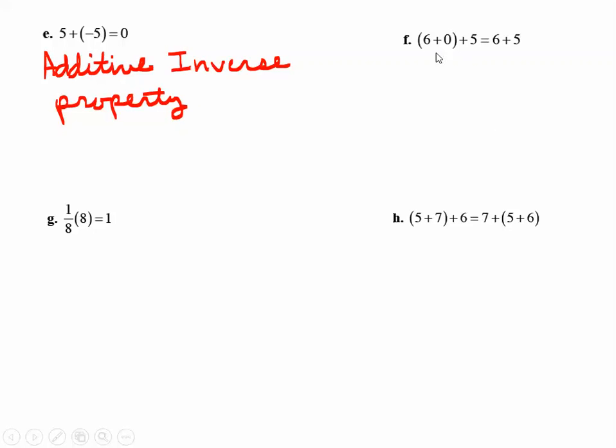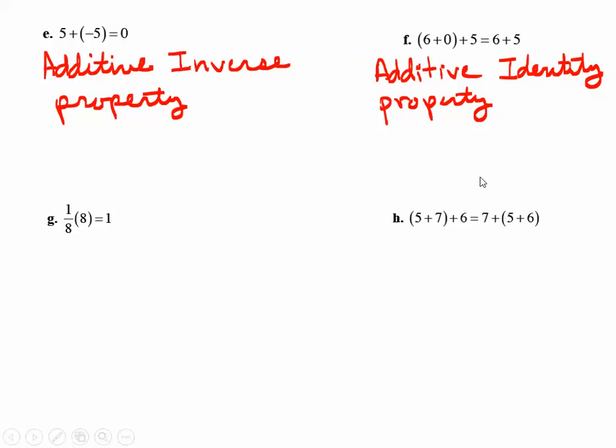Okay. F, let's see, so 6 plus 0 plus 5, now it's just 6 plus 5. So it looks like if you add with 0, you just get the number itself. What property was that? Again, that's the additive identity property.